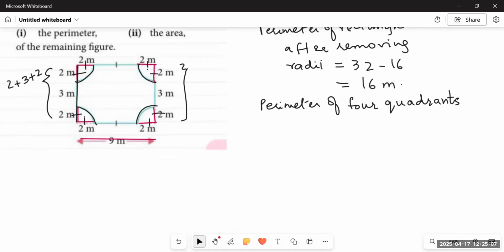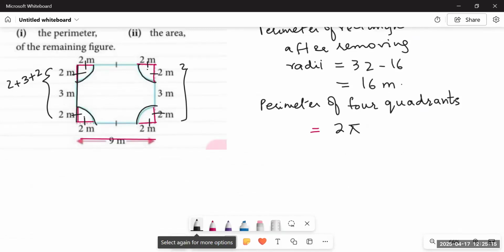Now, the perimeter of 4 quadrants would be the same. Like if the perimeter of one quadrant is equal to 2 pi r upon 4, then the perimeter of 4 quadrants would be multiplied by 4 again. It would be equal to the perimeter of a whole circle, that is 2 pi r. So we will simply substitute the values, multiplying 22 upon 7 by 2. And when you multiply them all, the answer would be 88 upon 7, which is 12.6 again.